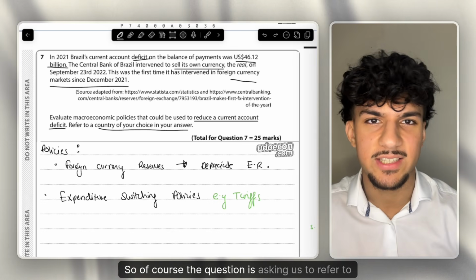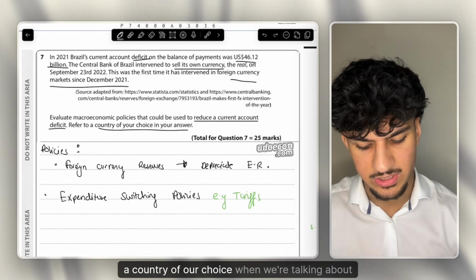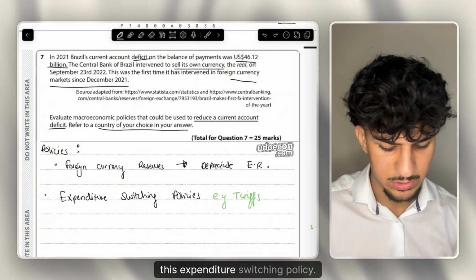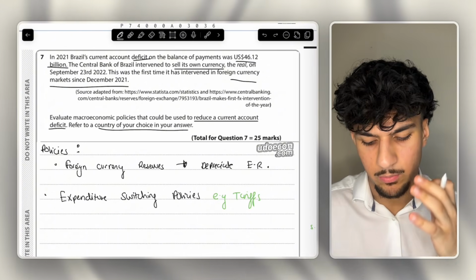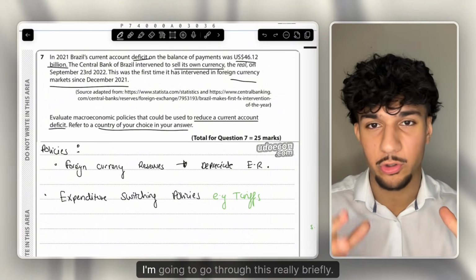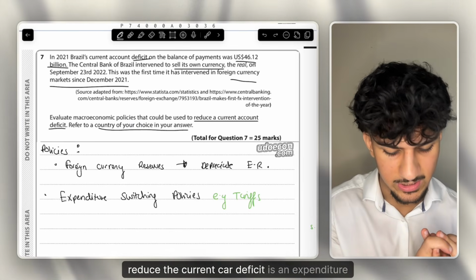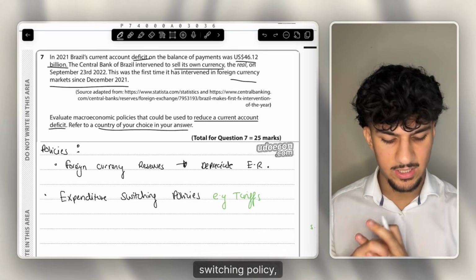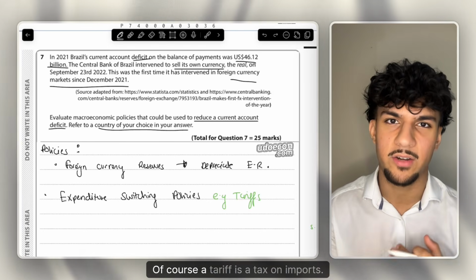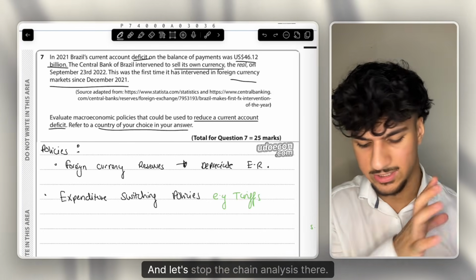So of course the question is asking us to refer to a country of our choice when we're talking about this expenditure switching policy. So how would I go about it? One macroeconomic policy that could be used to reduce the current account deficit is an expenditure switching policy, such as imposing a tariff. Of course, a tariff is a tax on imports, and let's stop the chain of analysis there.